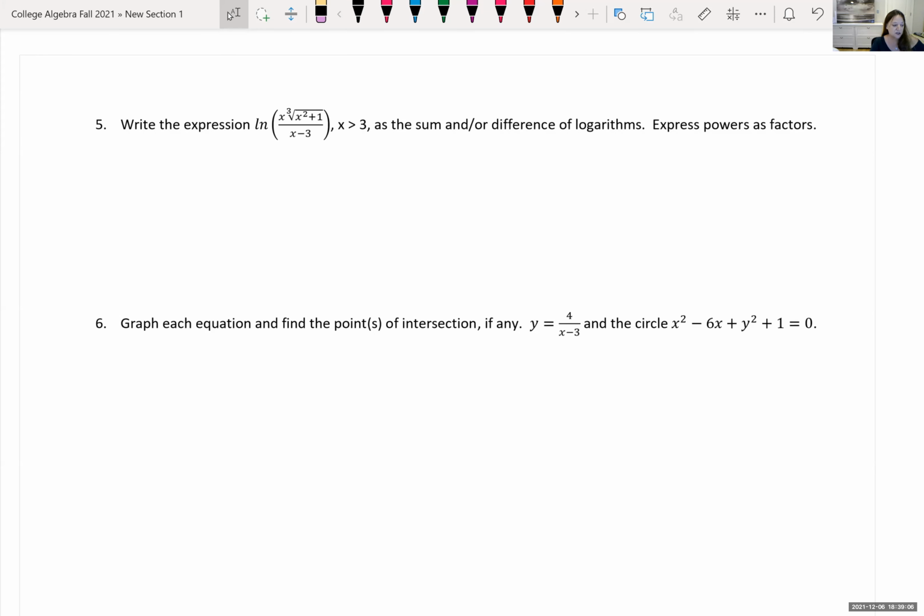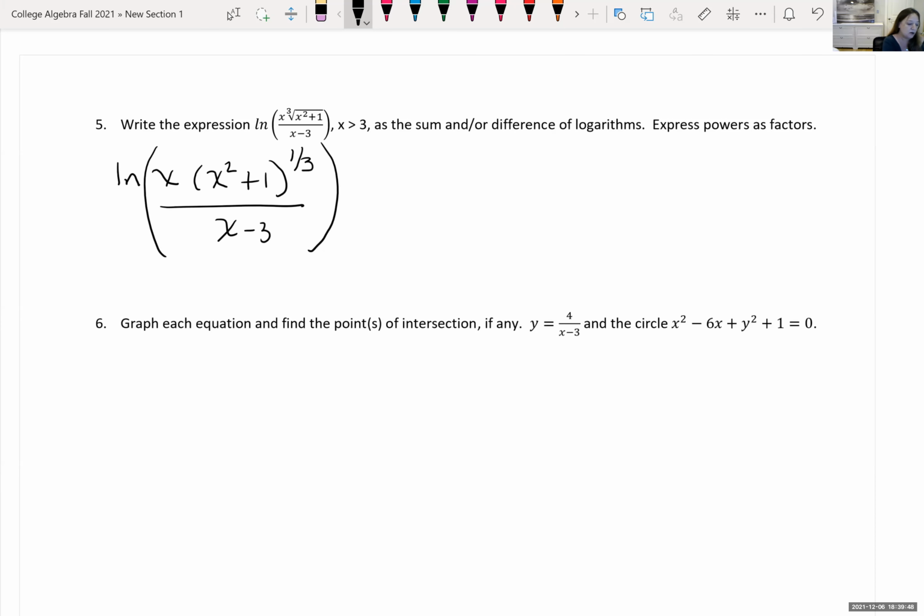And the next problem, it says write the expression natural log of x times the cubed root of x squared plus 1, all over x minus 3, where x is greater than 3, as a sum and or difference of logarithms. Express powers as factors. And so let's rewrite this a little bit. This is the same thing as the natural log of x, the cubed root of x squared plus 1. Remember, we can rewrite radicals as powers. So this is the same thing as x squared plus 1 raised to the 1/3 power, all over x minus 3.